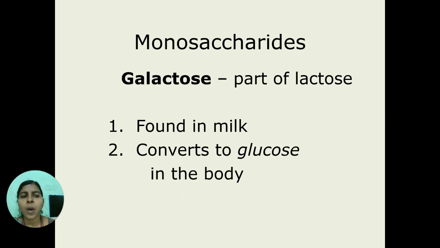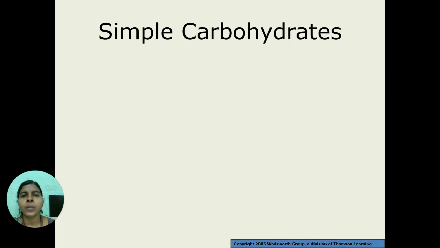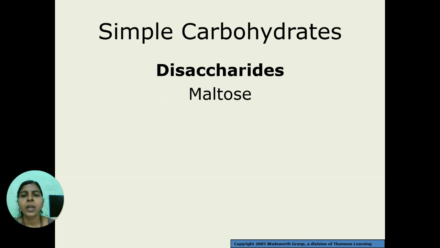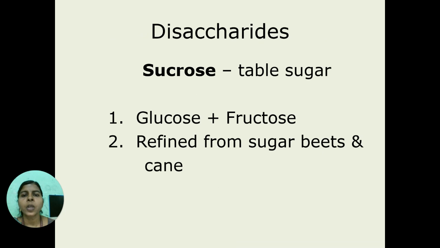Next, galactose. It is a part of lactose sugar. Lactose is found in milk. It is converted to glucose in the body. Next is disaccharide. The best examples of disaccharide are maltose, sucrose, and lactose.